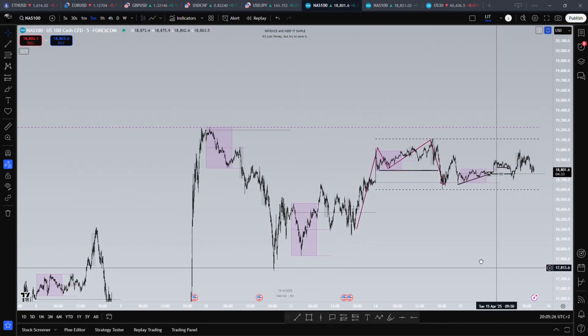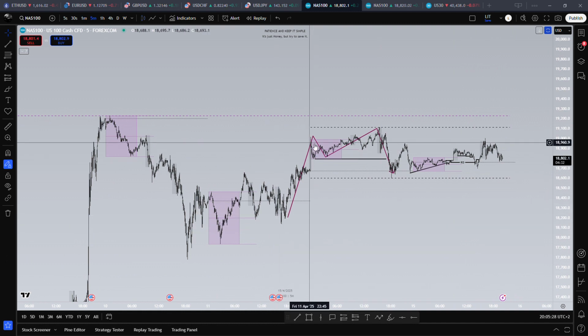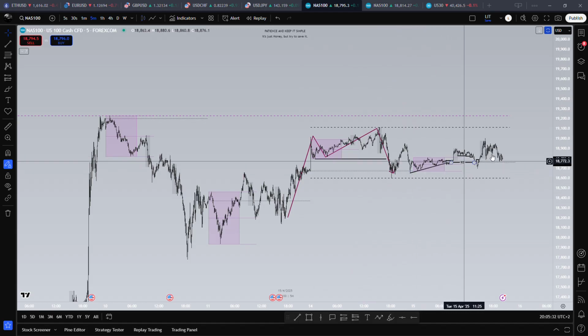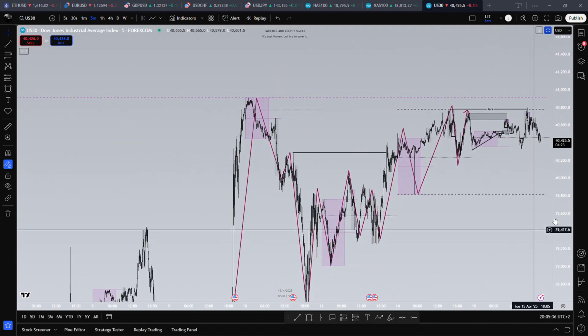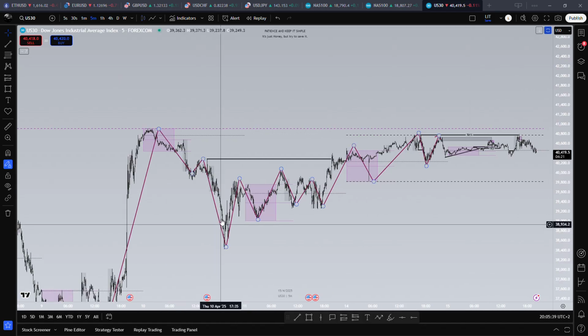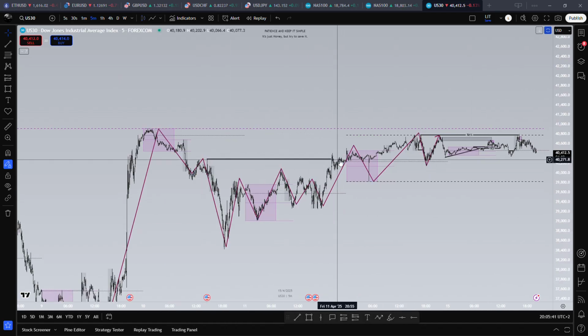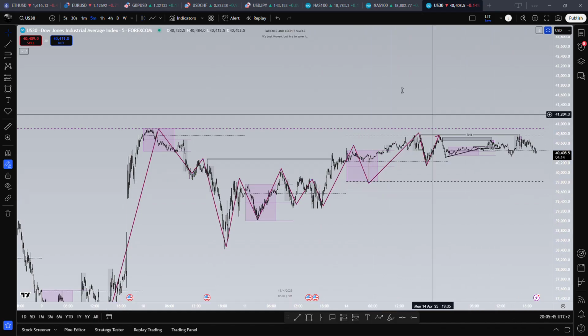Nasdaq, which has a pretty strange structure, but it was to the upside, and then we had the break down here. So yeah, it's pretty difficult to understand. And here the same on US 30, like the same. We had this break of structure here, and maybe you can continue to the upside.